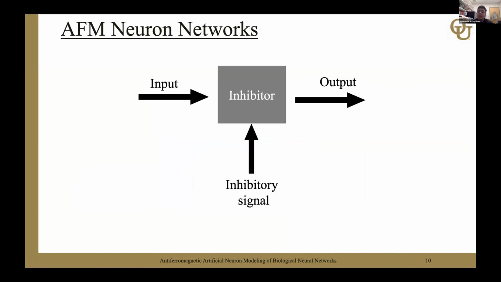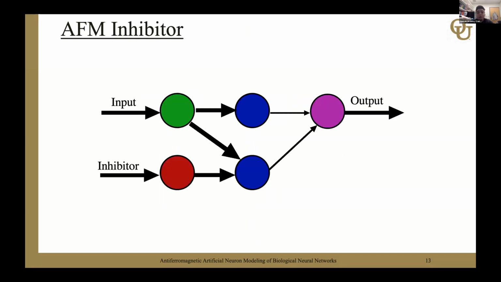Well, it'd be nice if we could create a system like biological neural networks where an output can be suppressed by a second input. So with a single input, there would be an output, but with a second inhibitory signal, the output would be suppressed. Such a circuit would not be possible with conventional inertialess artificial neurons. But it is possible with AFM neurons.